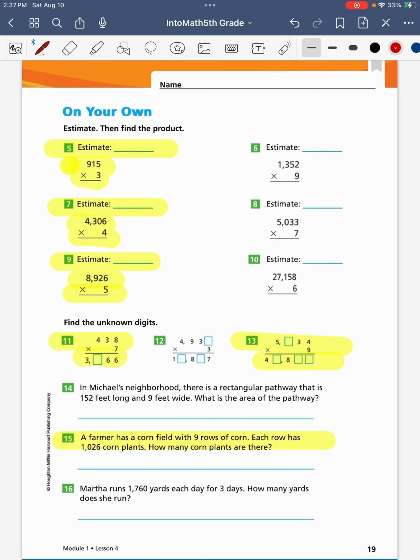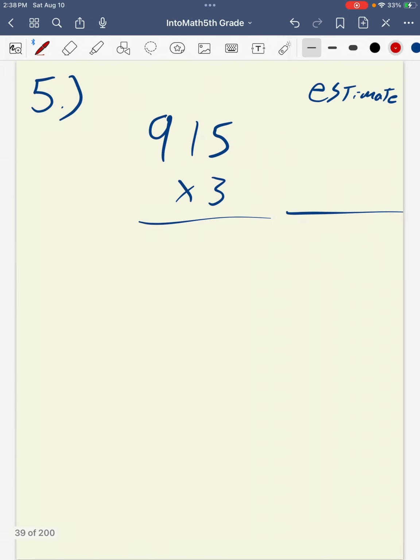All right, moving on to page 19. Sticking with the odd numbers, we are going to be doing problems 5, 7, 9, 11, 13, and 15. Starting with problem number 5, I see that I need to estimate, so I'm going to round 915 to the nearest hundred. This rounds down, or stays the same, I should say, as 900. 900 times 3 would give me a product of 2,700.